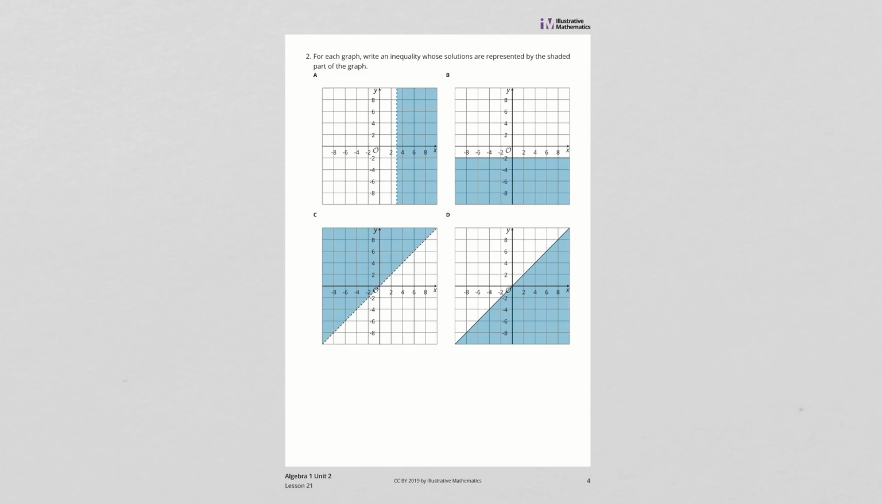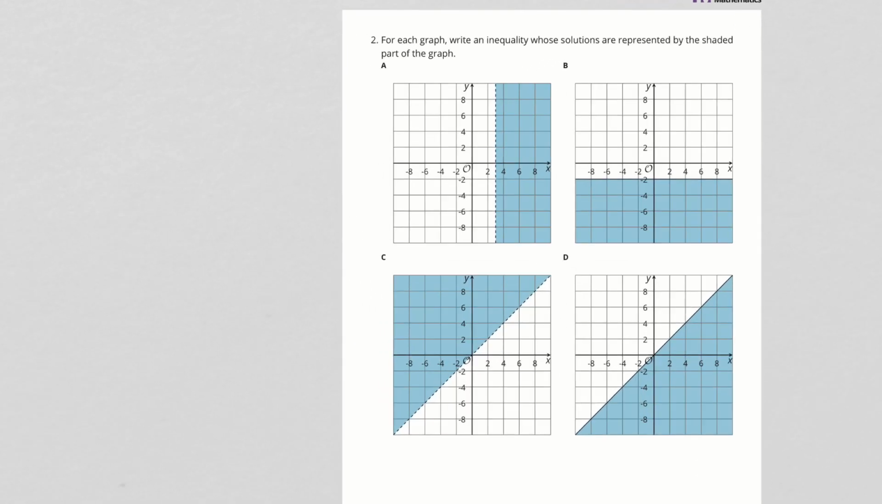So I'm going to go to the next page. Yeah, I think you guys can do this as well. I think you can write an inequality whose solutions are represented by the shaded part of the graph. I will do A and D. So I think if I do A and D, then you will be able to find out B and C really fast.